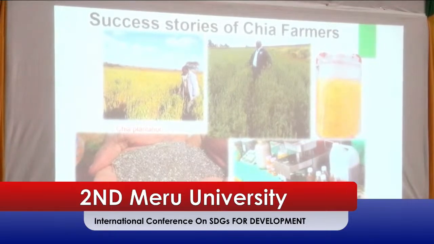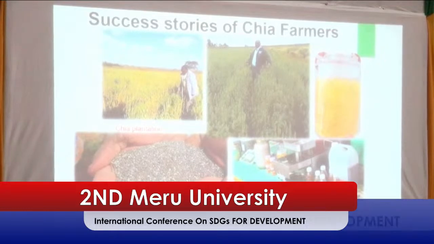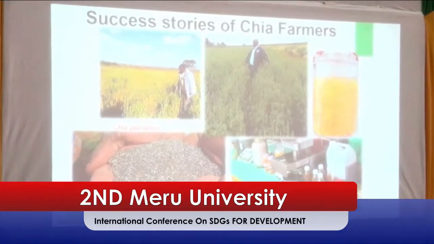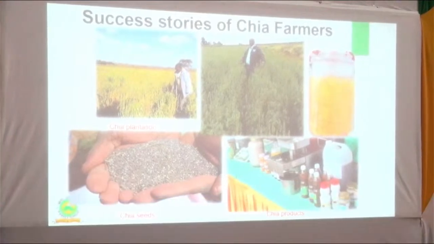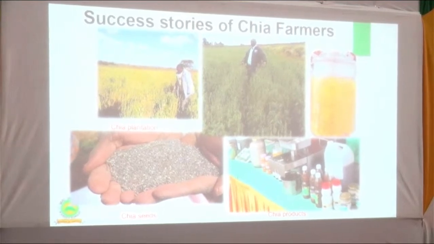We can see that he was able to produce some porridge, some milk, which has gluten of chia. We also produce encapsulated oil from chia. And this is a success story for chia farmers.